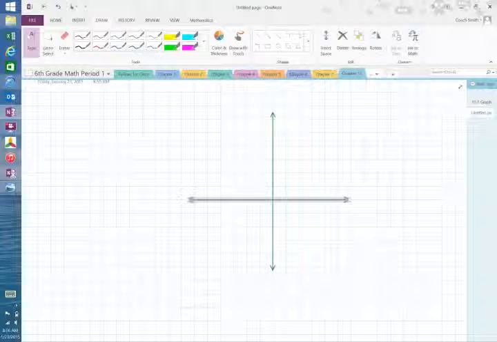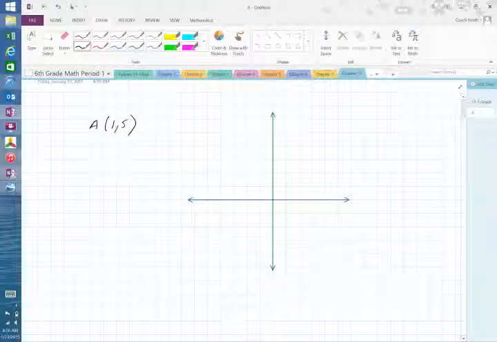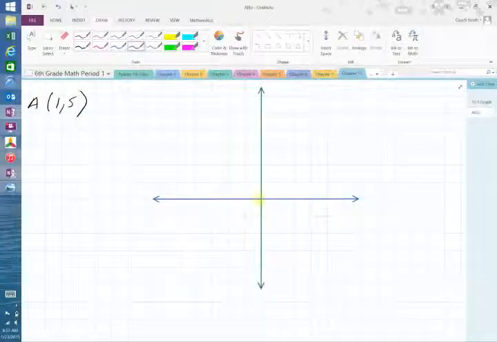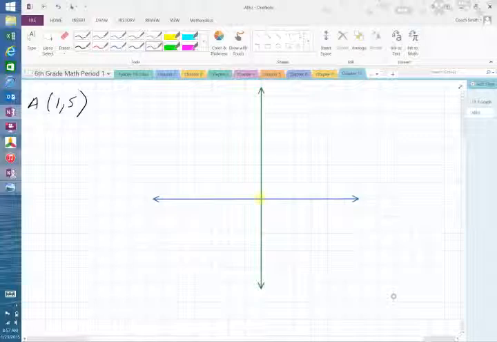What were the coordinates for point A? 1 and 5. Okay, so point A, they give us 1 and 5. So they want us to graph on this coordinate plane 1, 5. Well, if I look at this coordinate plane, I start at 0, which is the origin, right in the middle, and I go to the right, because it's positive 1, I go to the right 1 spot.